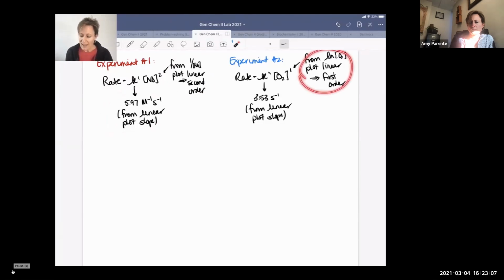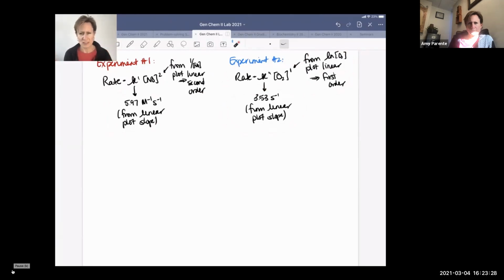Now we plot ln of the oxygen concentration, and that's what's going to give us a linear plot. So that told us it was first order with respect to O2. So that rate law looks like this: rate equals rate constant times O2 to the first power, first order. Again, the slope is going to give us that K double prime number.